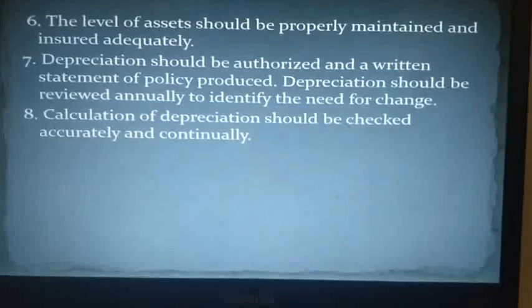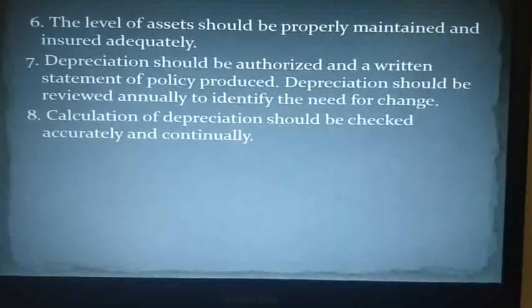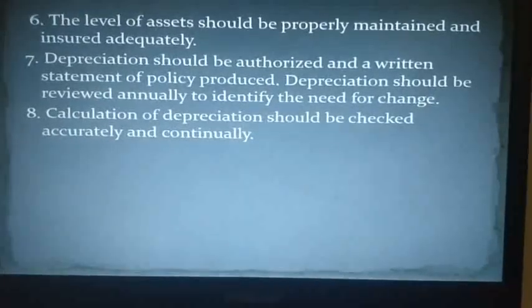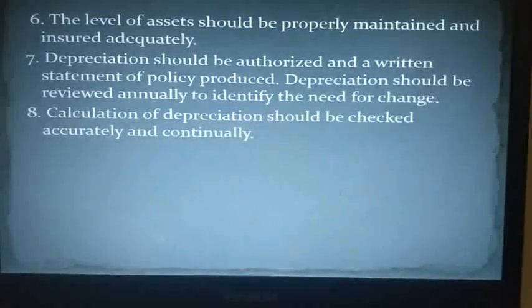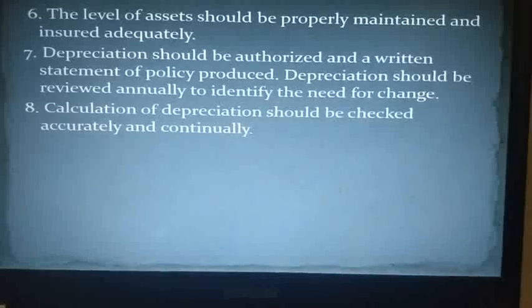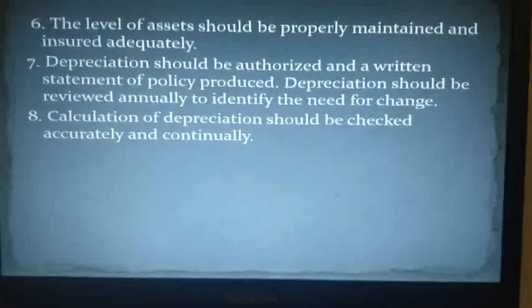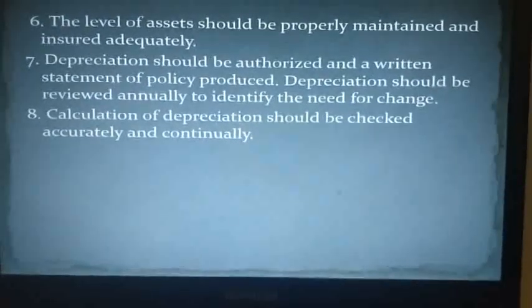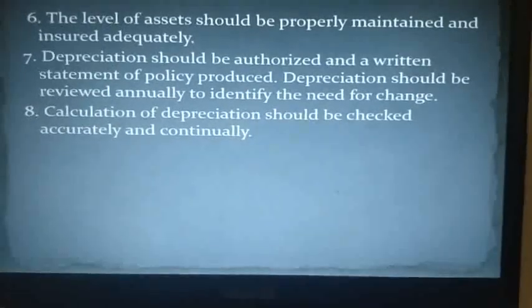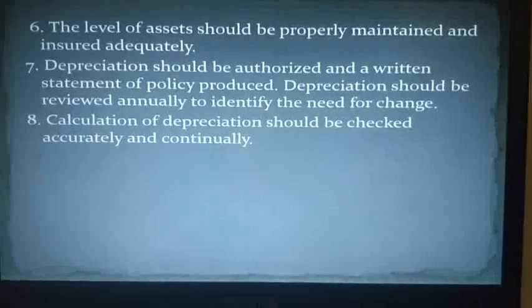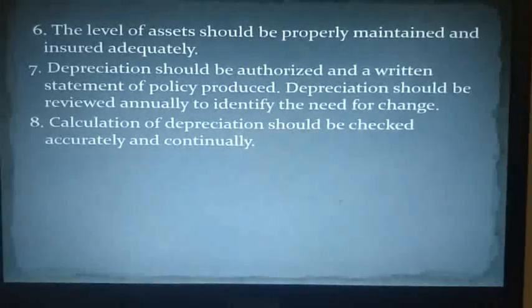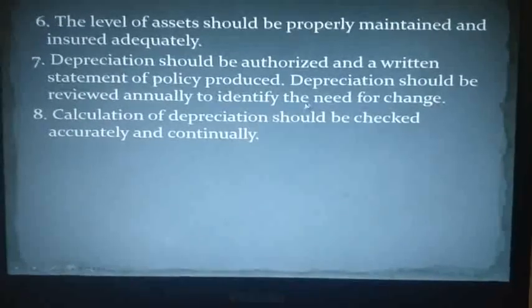Moving on to your next point, you have the level of asset that should be properly maintained and insured adequately. You should also ensure depreciation should be authorized and a written statement of policy is produced. Depreciation will be different based on the wear and tear done to a particular asset. Based on that, you should have a written statement of policy produced. Depreciation should be reviewed annually to identify the need for change.